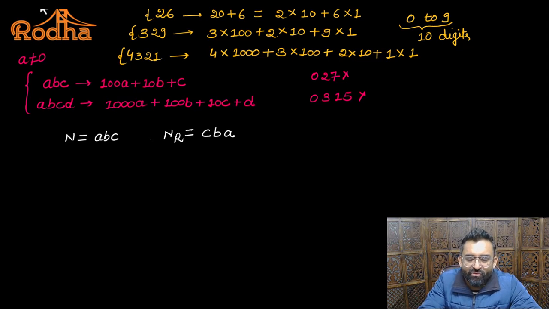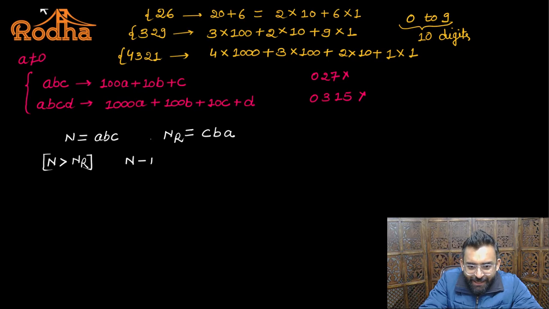So if I perform an operation between these two numbers, what am I going to get? Let's check. Say the number is decreased after reversing the digits. That means N is more than the reverse of the original number. If I calculate N minus N reverse, what am I going to get? ABC minus CBA. Do you agree?